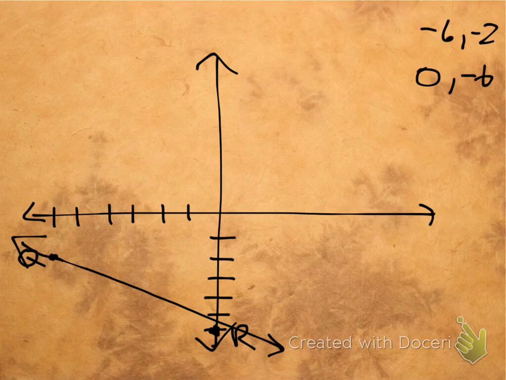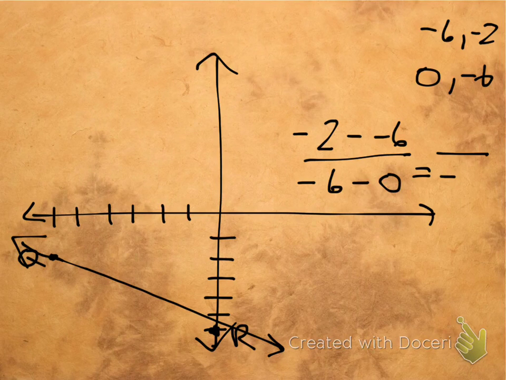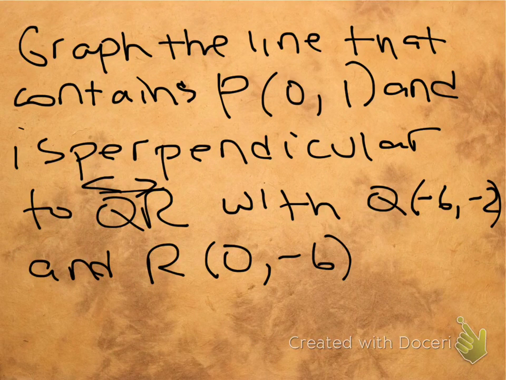Now, I would find the slope of QR first, because if we need to know that it's perpendicular, we're going to have to do the opposite reciprocal. So -2 minus -6 over negative 6 minus 0 gives us 4 over negative 6, which simplifies to negative 2/3. So our slope of our other line needs to be positive 3/2. And we are given 1 point on that other line, which is (0, 1).